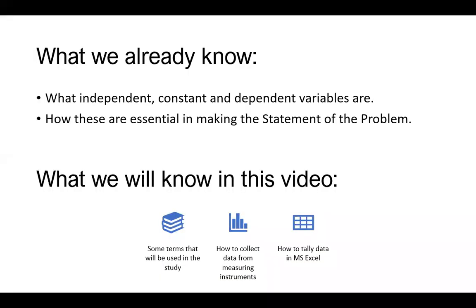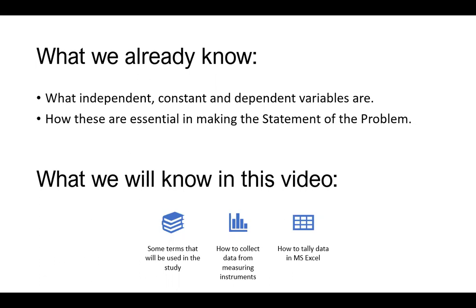So what do we already know from the previous video? We already know what independent, constant, and dependent variables are and how these are essential in the statement of the problem. So what you'll know in this video are some of the terms, or jargons, that will be used in the study since it is experimental research. This is a specific video for processing experimental quantitative data.